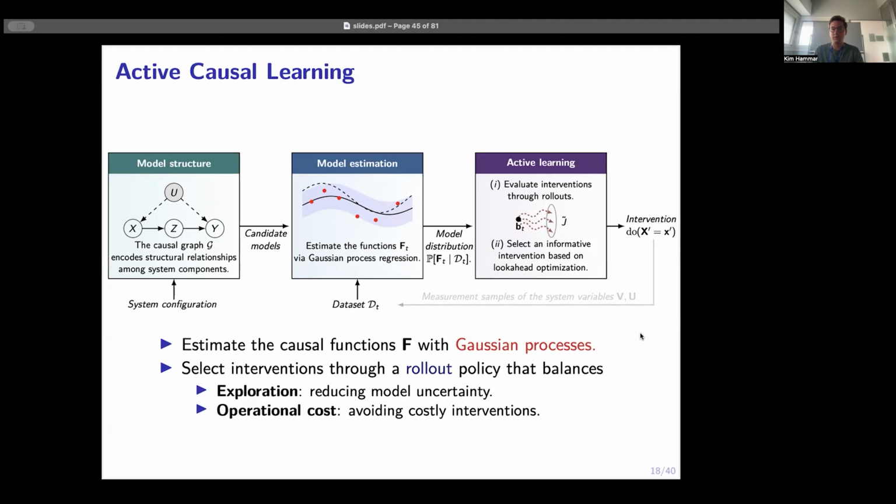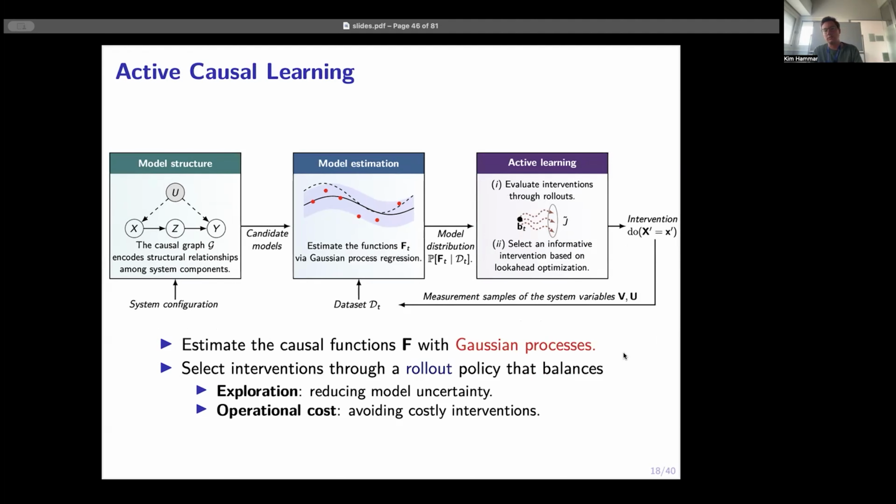The way this policy works is that it will evaluate interventions by looking ahead and seeing, okay, if I take this intervention, what is the operational cost and what is the expected information gain in my Gaussian process? It will then select the intervention that, according to the look ahead, leads to the best outcome. Once we have selected the intervention, we carry it out on the system, collect more measurements of the system variables, and update the dataset. Then we repeat the same procedure: we do the estimation and then select the next intervention. This iterative process continues during online operation of the system.